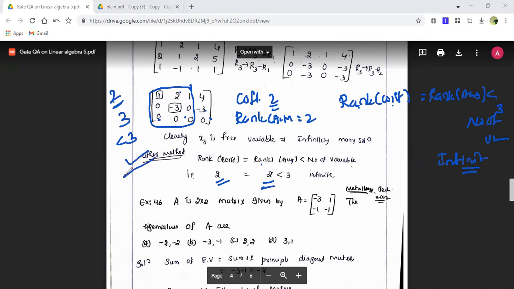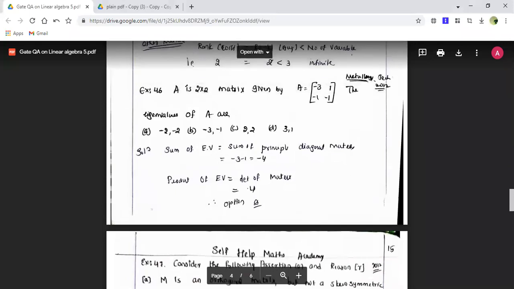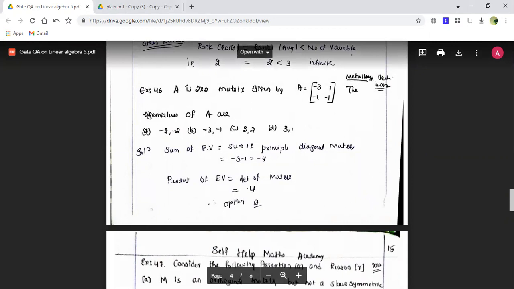Either you can solve with this method, guys, or you can solve with the other method. Whichever you feel comfortable with, you can go with. I'm just giving you all the methods. Okay, so just see the next example. In this example, a 2 cross 2 matrix is given by A equal to this, and they ask for the eigenvalues of A. This was asked in Metallurgical Technology in 2012. Actually, guys, we can solve this without using the characteristic equation. So let's see how we do it.